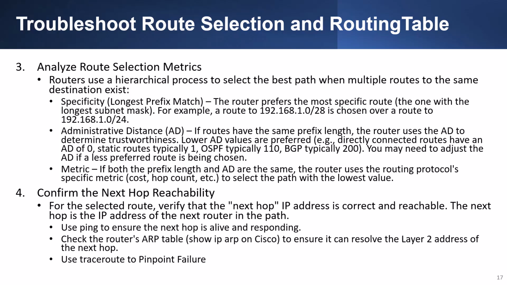Confirm the next hop reachability. For the selected route, verify the next hop IP address is correct and reachable. The next hop is the IP address for the next router in the path. Use ping to ensure the next hop is alive and responding. Check the router's ARP table, show IP ARP on Cisco routers, to ensure it can resolve the layer 2 address of the next hop. Use traceroute to pinpoint failure.